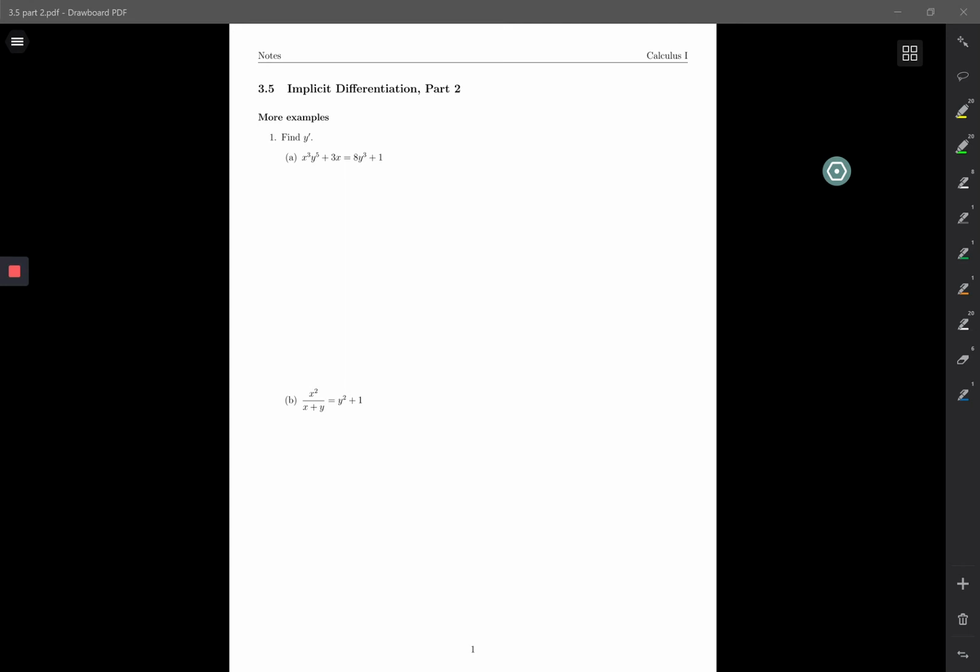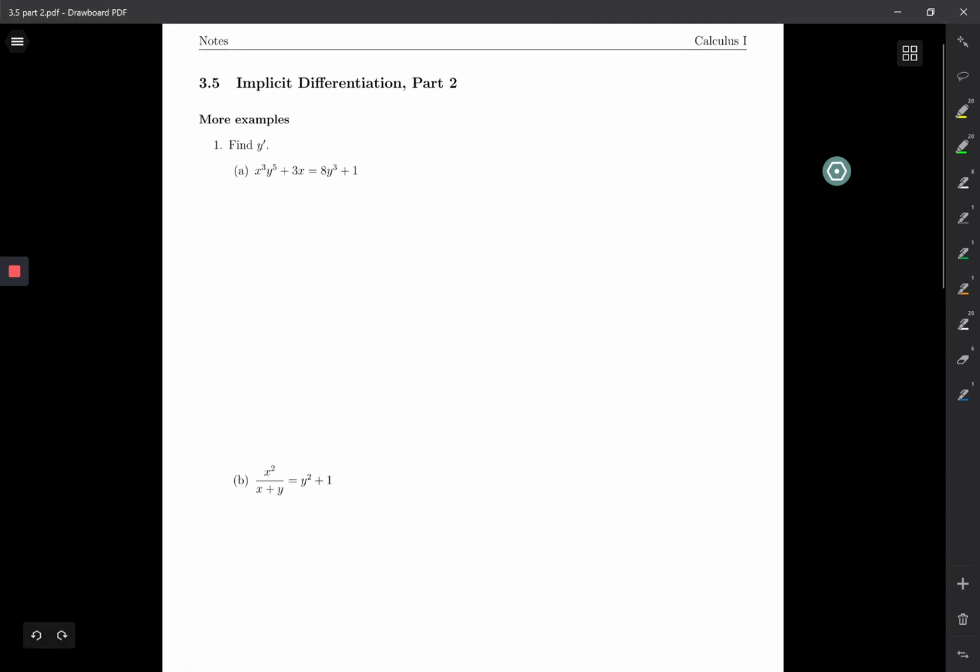Okay, so in this video, I'm just going to do some more examples of implicit differentiation and do some more complicated examples so that you have those to look at. So starting off, we're just trying to find y prime, or another way of writing that is dy dx, right?